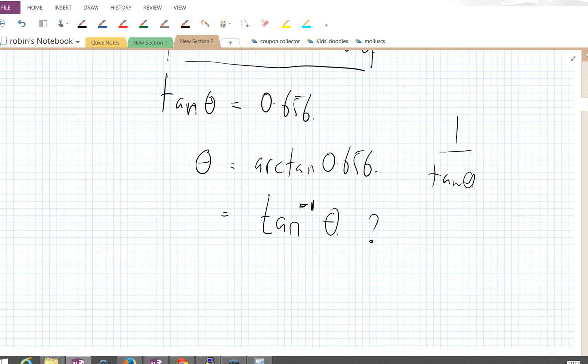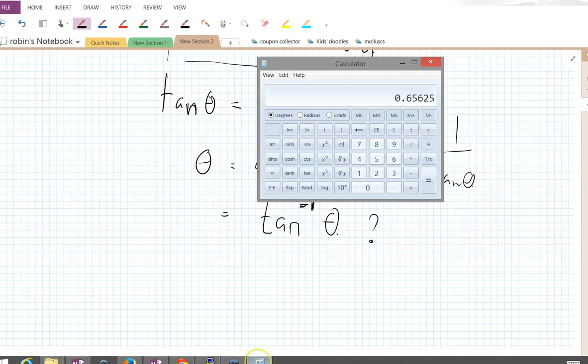Okay, so let's figure out what theta is. Theta is arctan of 0.656. Well, of course, the reason I say it like that is that I can do it in my calculator. 0.656, may as well leave those digits in. Now then, if I just hit this key, tan, that's going to give me the tan of that. That's no good. So what we need to do is click this button here. All calculators have got this, or the scientific ones have.